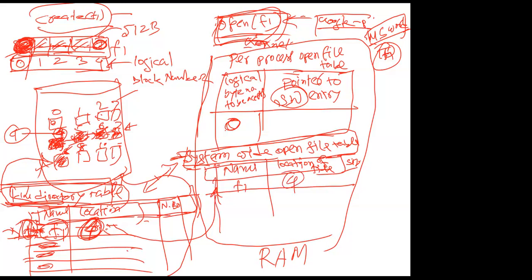Location will be stored in here. Just one entry will be pulled from this file directory table, for the file that actually wants to open. This entry from the file directory table will be inserted inside the system-wide open file table.